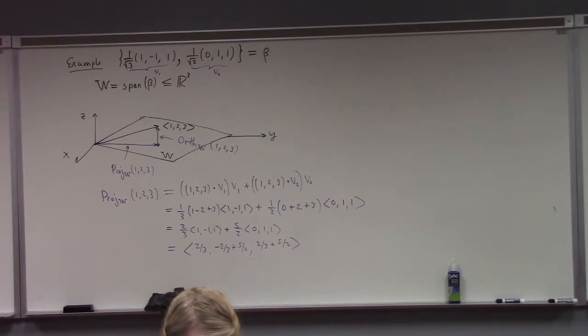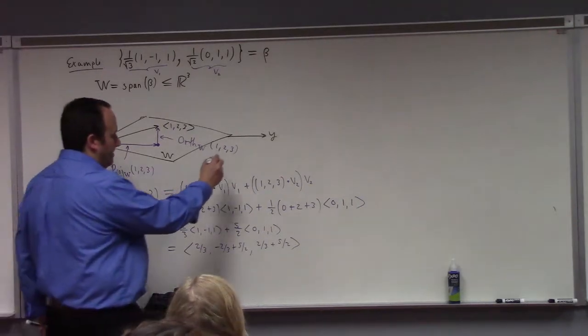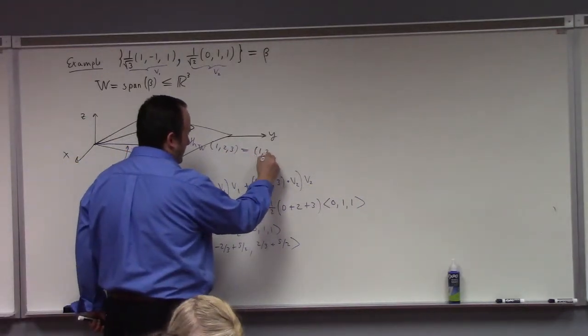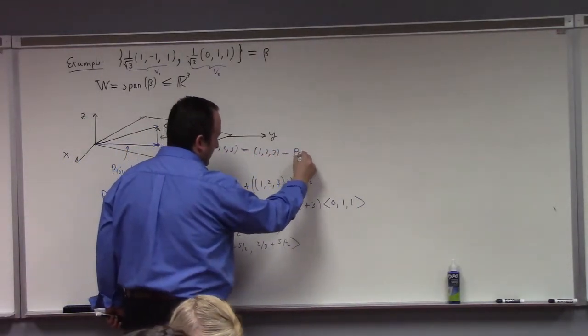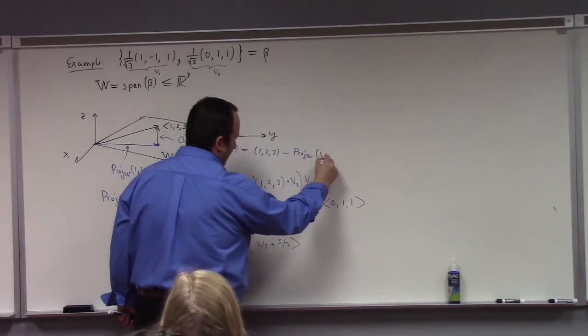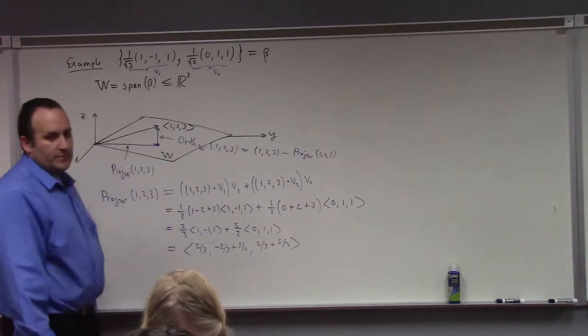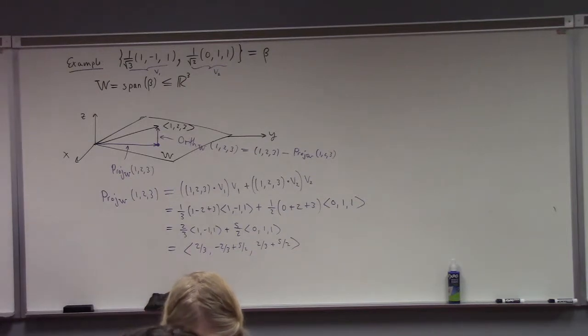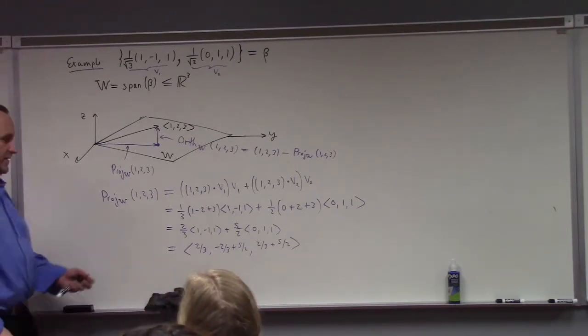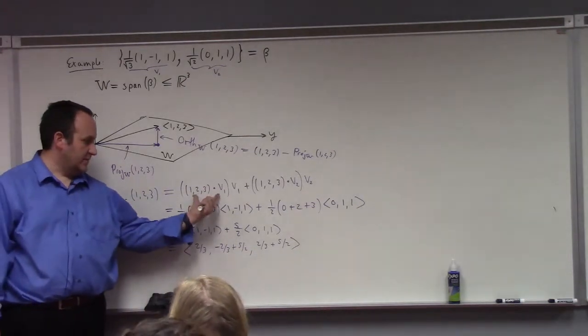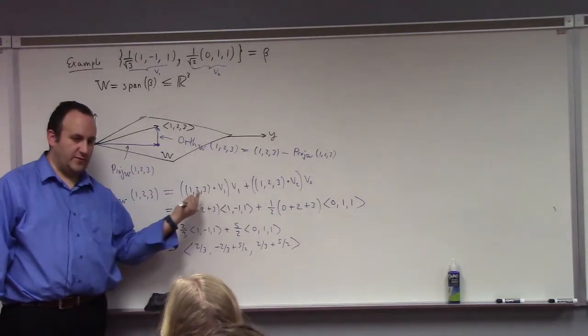If you want to define orth, it's just 1, 2, 3 minus the projection. The difference in Calc 3 is you've got just one thing you're projecting on, so you would just have the first term. You wouldn't have two terms.